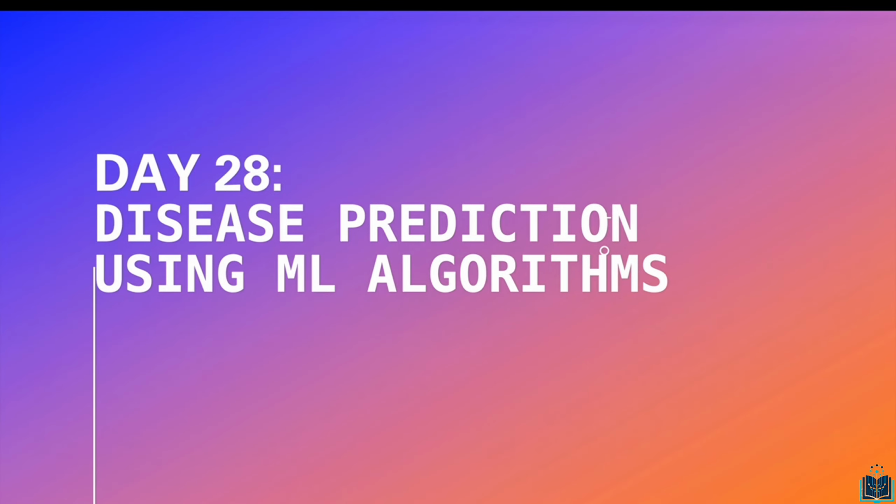Welcome to day 28, Disease Prediction using ML Algorithms. Now in this project, the objective is to build a machine learning model to predict the likelihood of heart disease based on patient health data. The model will leverage supervised learning algorithms to analyze key health indicators and classify whether a patient is at risk of heart disease. The steps that we will follow are: first we will load and explore the dataset.